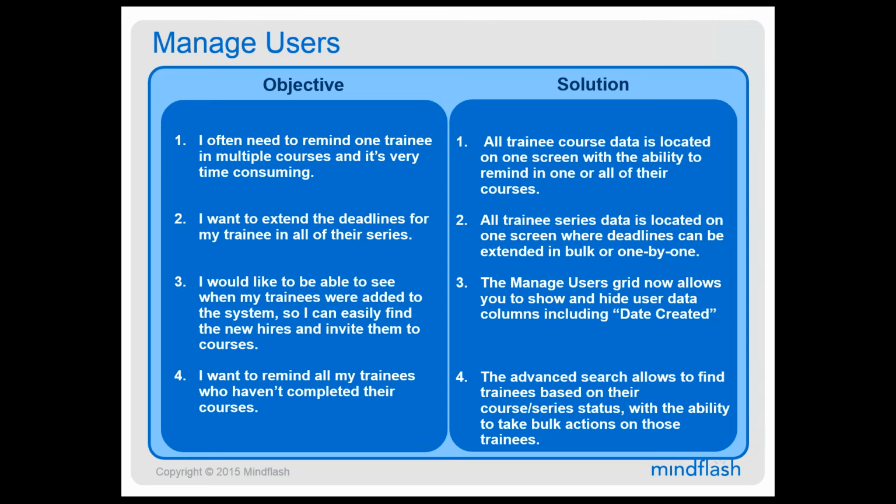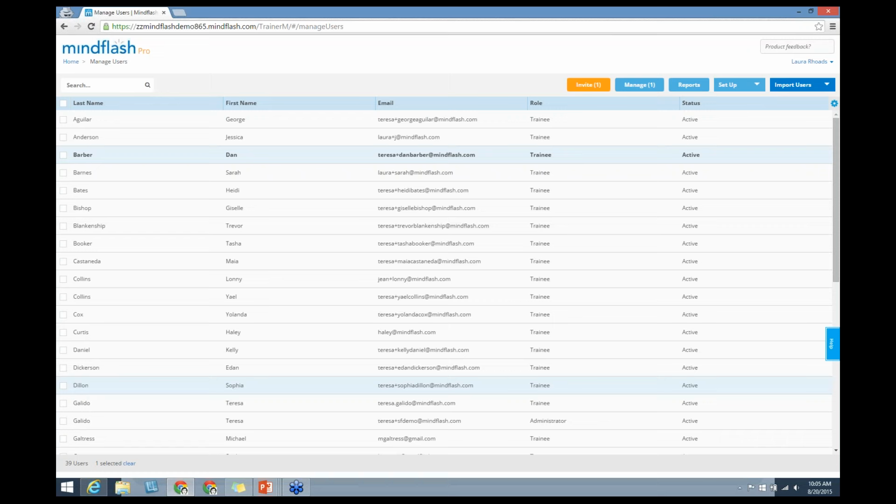The new Manage Users page allows you to see all of your trainees' course and series information from one central location, and takes it a step further to include all the management actions as well. So what we're going to do is jump right into the page and take a look. All right, so this is the new Manage Users page where all of your trainees are listed.